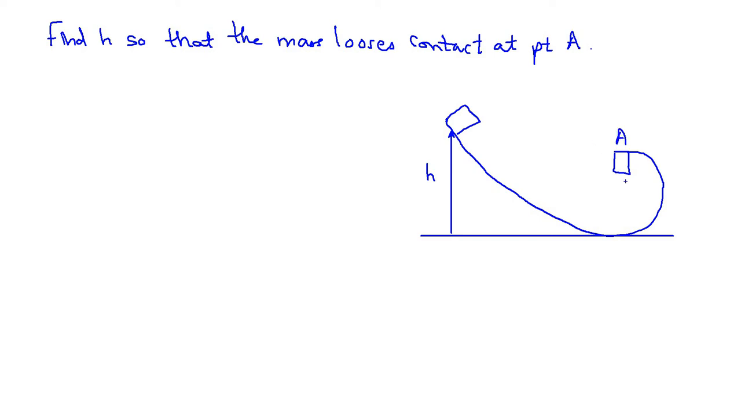Now let's say that the radius of this track is r. Obviously this height is going to be 2 times r, right? Now the block starts at rest, so initially its velocity is 0. So we can apply conservation of energy and compare the energies and get an idea of what the velocity is, for example.